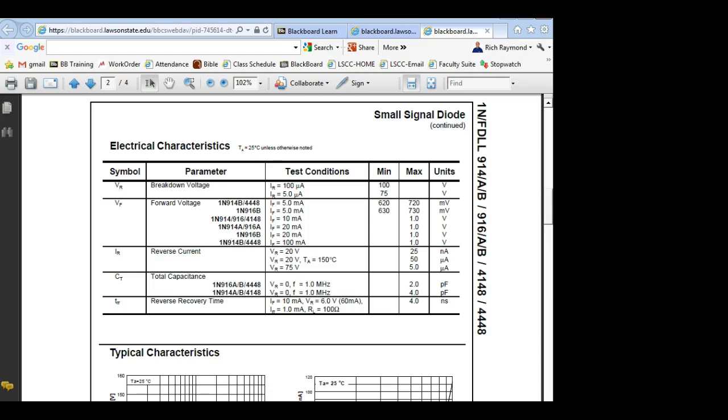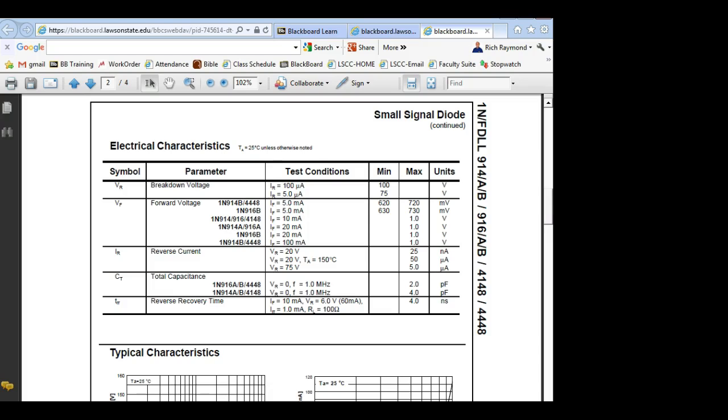Reverse current. So this is how much leakage current we get. 20 volts, we're going to get a maximum of what? 25, but what's that? Nanoamps, right? At 150 degrees centigrade, which is really, really hot, then that's going to be a maximum of what? 50 microamps. And if we put 75 volts reverse on it, we're getting pretty close. It's going to be 5 microamps too.